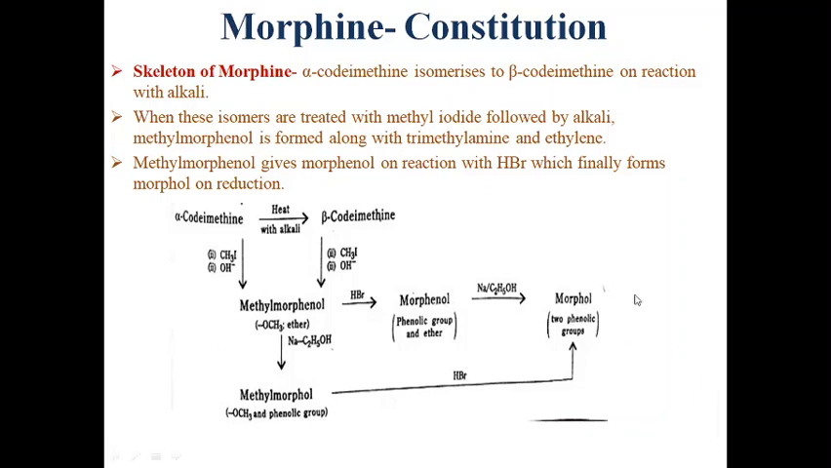Morphol is the compound containing two phenolic groups. This methyl morphol on treatment with HBr loses the methoxy group and converts into a phenolic group. So two phenolic groups are present in morphol. One phenolic group is in methyl morphol, and here there is no phenolic group; it is a methoxy group and an ether linkage. So this is the flow chart, from which the following inferences are drawn.